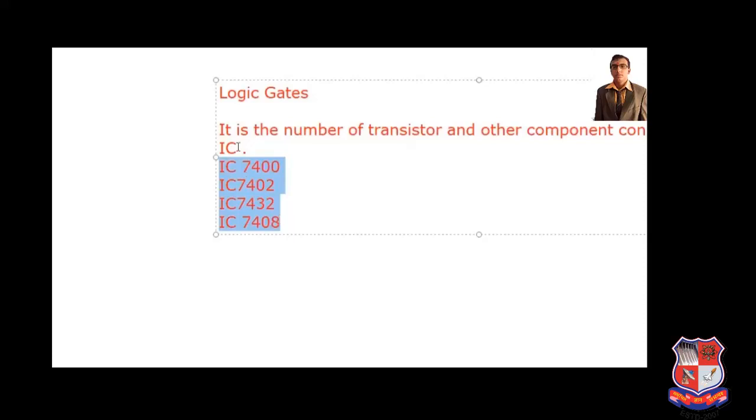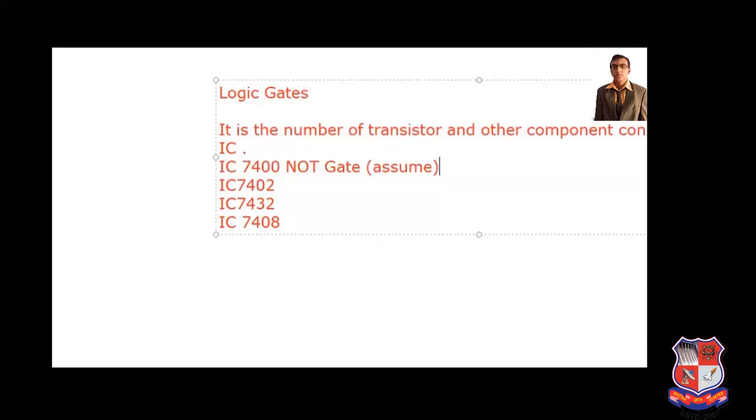What is the importance of these different ICs? Suppose IC 7400 is indicated by NOT gate, and assume that 7402, 7432 are indicated by different names. So these are the different names of ICs. What is the structure of IC and what is the symbol of IC, I have mentioned in the last portion of this particular lecture.